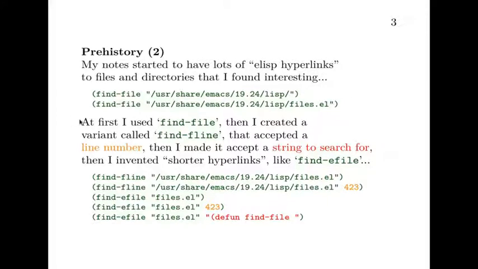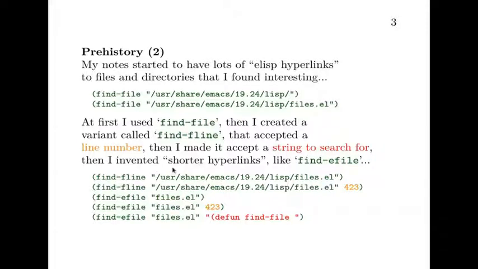In the beginning, I used the standard function find-file, and then I created a variant of it called find-fline that accepted extra arguments. In the beginning, it only supported the line number like this, that would open this file and go to the line 423. And then I made it accept also strings to search for. So this variant here would open this file and search for the first occurrence of this string here.